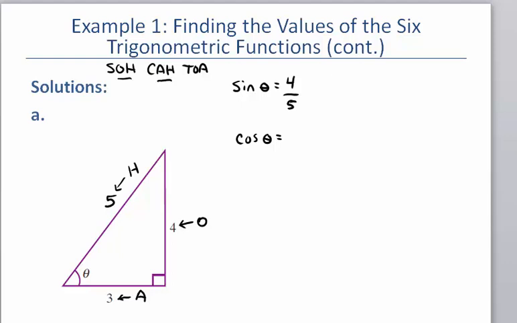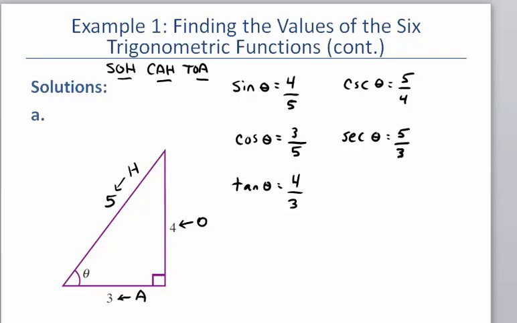Cosine is the adjacent over the hypotenuse. So A would be 3, hypotenuse would be 5, and the cosine value would be 3/5. Our tangent value is opposite over adjacent. So 4 over the adjacent 3. So our tangent function is equal to 4/3. Remember that the other 3 functions are reciprocals. So our cosecant would be the reciprocal of 4/5, which would be 5/4. Our secant function would be the reciprocal of the cosine, so 5/3. And our cotangent function would be the reciprocal of the tangent, so 3/4.